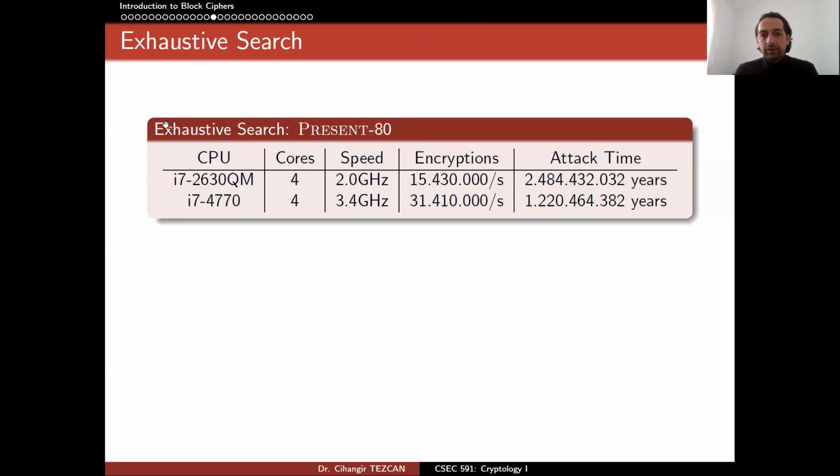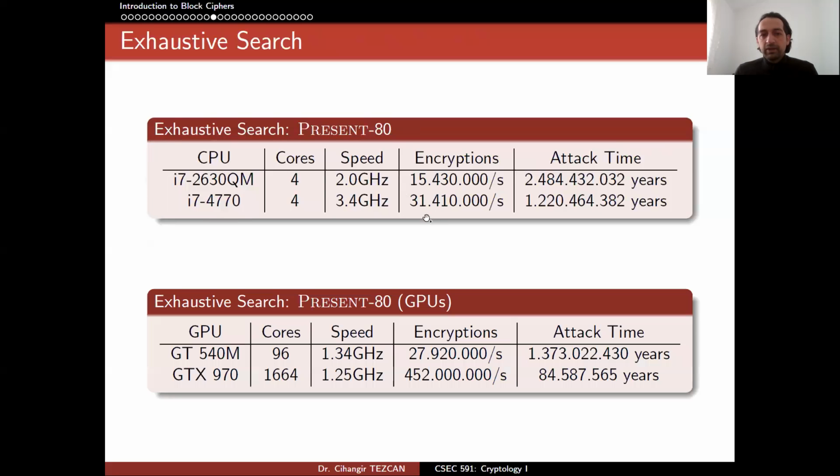An example is as follows. I tried to perform exhaustive search on PRESENT with an 80-bit key. I used my laptop and my desktop. These results are actually from 5 or 6 years ago. My laptop can perform 15 million encryptions per second, and my desktop is twice as fast, at 31 million encryptions. But I also used the GPUs on these devices. This laptop is from 2010, but it comes with 96 cores, and I could perform almost the same as my desktop CPU.